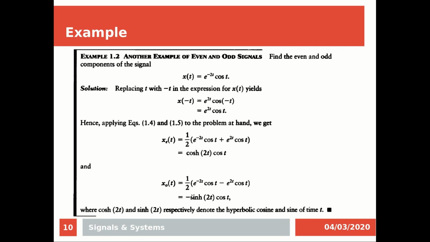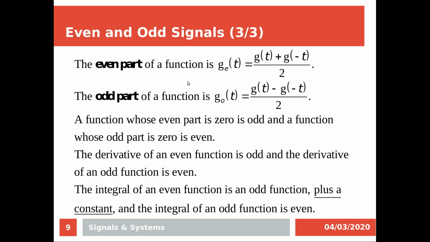Now one example, an example about even and odd signals. He said: find the even and odd components of the signal x of t equal e to the power minus 2t cosine t. So first I have x of t, and I know from this equation that I have g of t, or x of t, and I want to find g of minus t. How to find this one? I replace each t by minus t, that small t that I have, and I leave everything else.